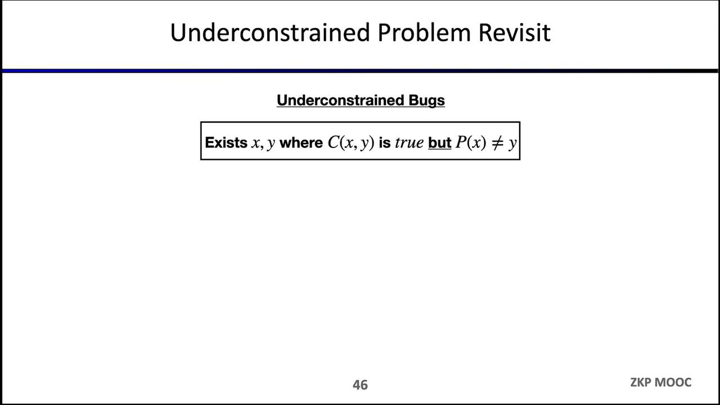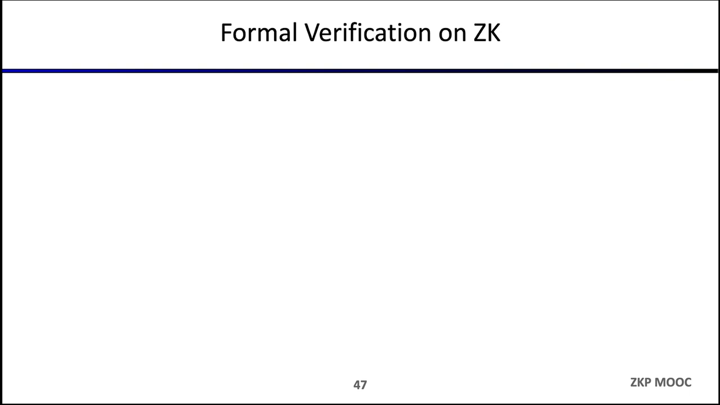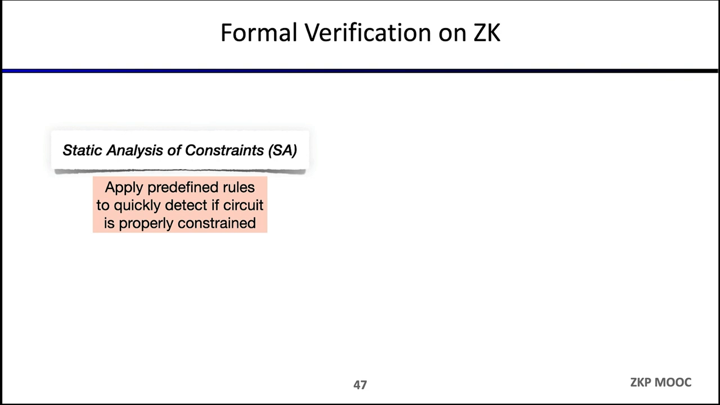Okay. So in this case, what we want to do is formally prove that a circuit is not under-constrained. There are multiple solutions for doing that, and there are two naive approaches. One, you can perform static analysis. What we mean by static analysis is that you can define a set of predefined rules which allow you to reason about properties of signal variables.